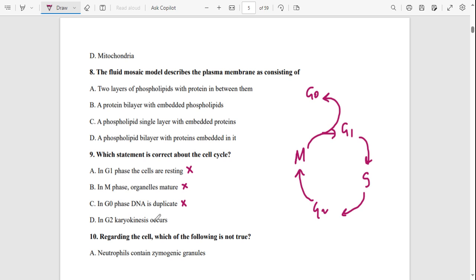G2, karyokinesis happens. Now, karyokinesis is the separation of the cytoplasm, actually the nucleus. Okay, because cytoplasm is cytokinesis. Now, this is going to be happening in the cell division. What happens is that after your cells divide, the nucleus is also going to divide, and then you are going to have a single cell. After that, the cell is also going to divide so that you can have a nucleus with each cell.